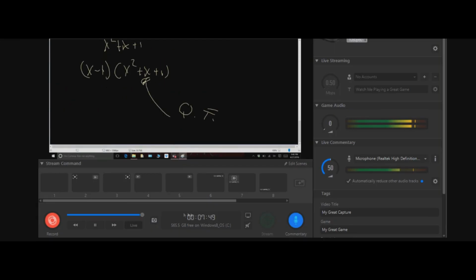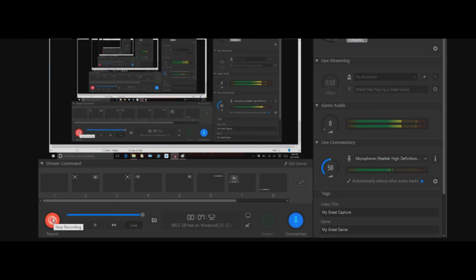Okay, hopefully that helps you on synthetic division, a little bit of an easier process instead of using long division.